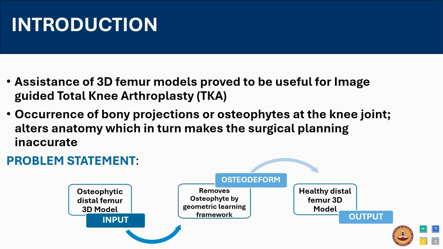Osteophytes are bony projections that occur at various joints. In our work, we will mainly be focusing on osteophytes occurring at the knee joint, that is, distal femoral osteophytes. The occurrence of these osteophytes alters anatomy, which in turn makes surgical planning inaccurate and difficult. We identified this as our problem statement.